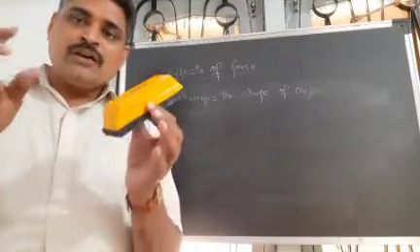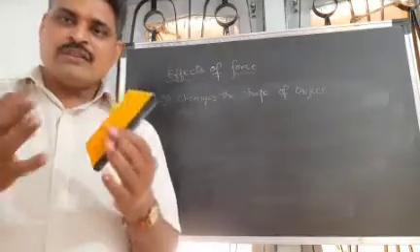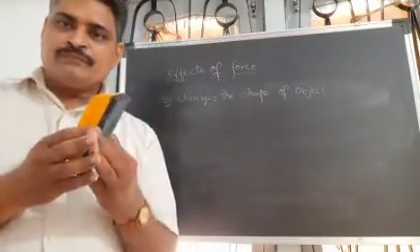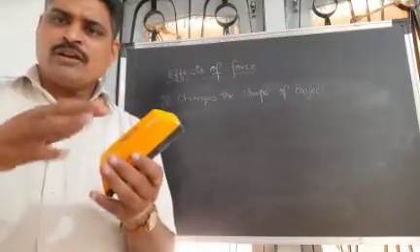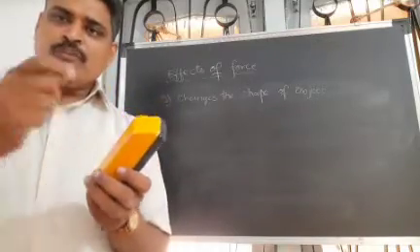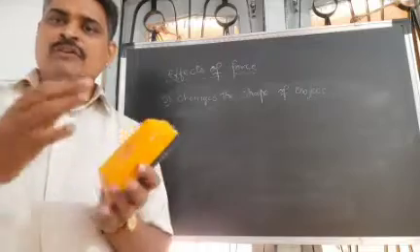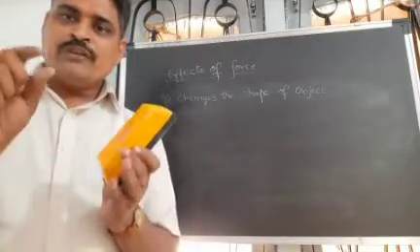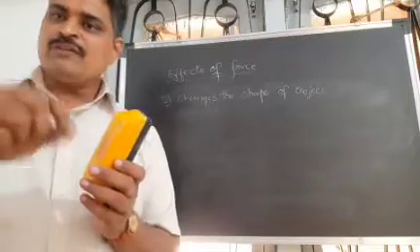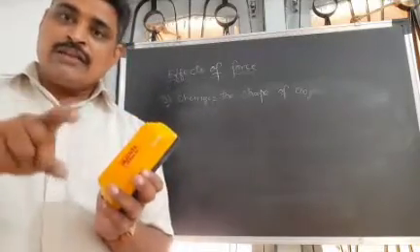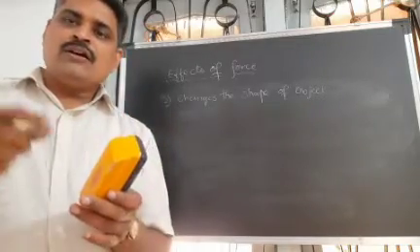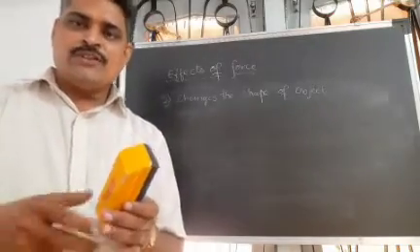But if the object is soft, say for example you take dough, which is made up of wheat. If you mix water and you press it, you apply the force, then the shape of that dough will change. So when the object is soft and force is applied and it is fixed, then we can say that the object's shape will change.